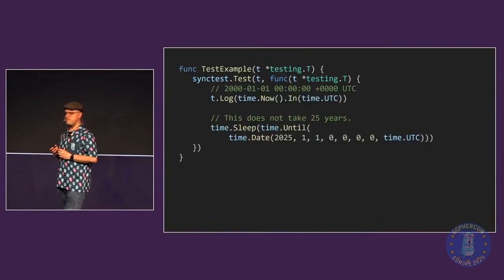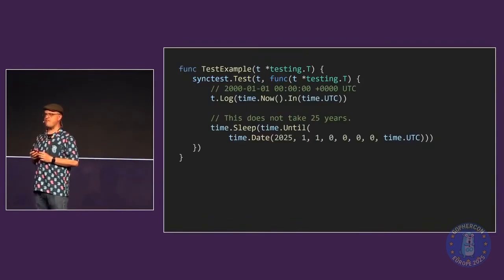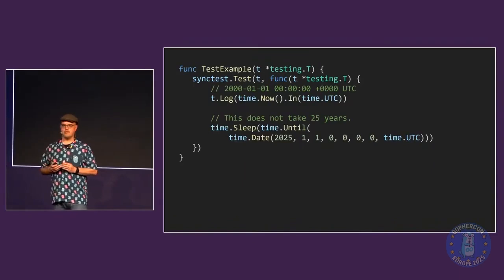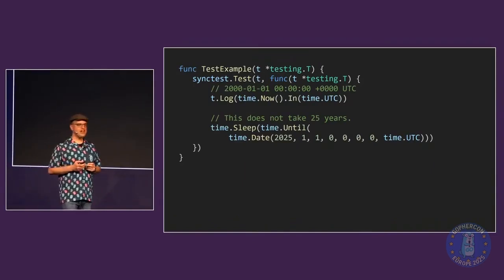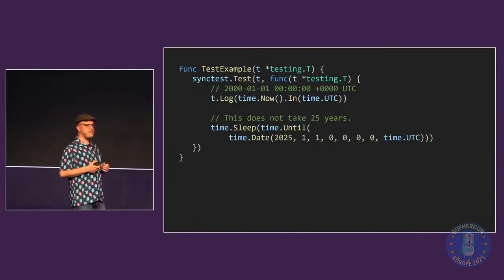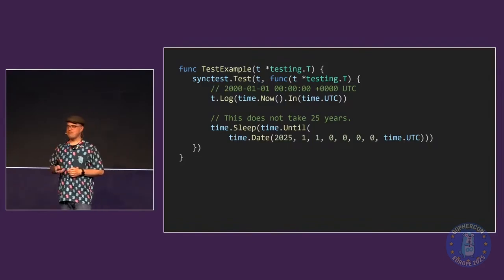Time within the synctest bubble behaves much the same as fake time in the Go playground. The time starts at midnight, January 1st, 2000 UTC. If you need to run a test at some specific point in time for some reason, you can just sleep until then. It doesn't take 25 years to sleep for 25 years.